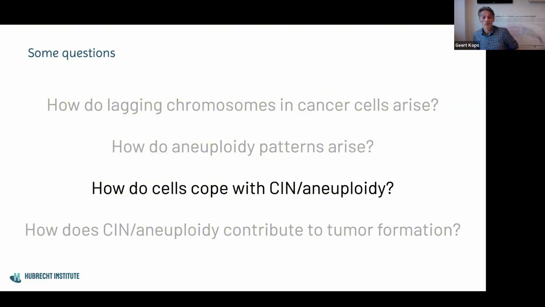All right, I want to talk now more elaborately about two studies that we put on bioRxiv in the last few months or so that deal with aneuploidy tolerance, or adaptation to aneuploidy, and how chromosome instability can contribute to tumor formation. But let's start with the first one.